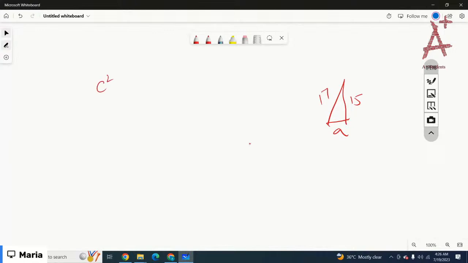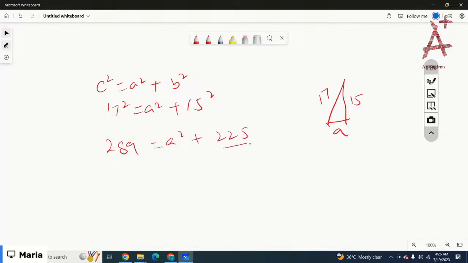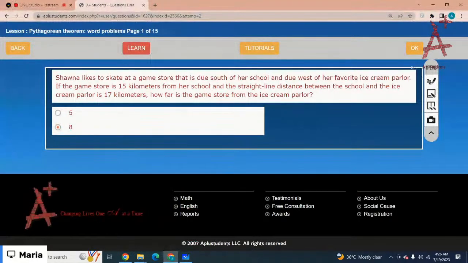So you are given c square equals a square plus b square. 17 square equals a square plus 15 square. 17 square is 289. 15 square is 225. Move 225 to the other side. It would be a square equals 289 minus 225. It would be 64. That means a equals 8. The missing side length is 8. Just understand the question, solve the question. So the correct option is 8.